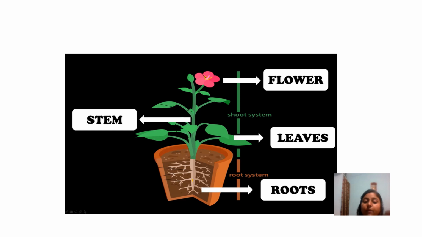Okay, students, now tell me what you see on your screen. These are the parts of a plant. We all know these are the stem, the flower, the leaf, and the root. Stem, flower and leaf are the shoot system of the plant, and the roots come under the root system. In this chapter we study all these parts in a very deep manner.